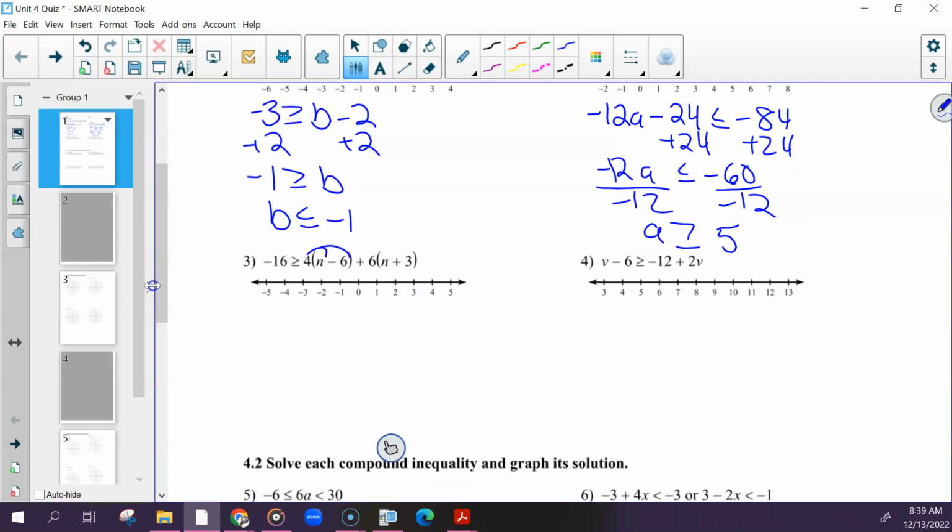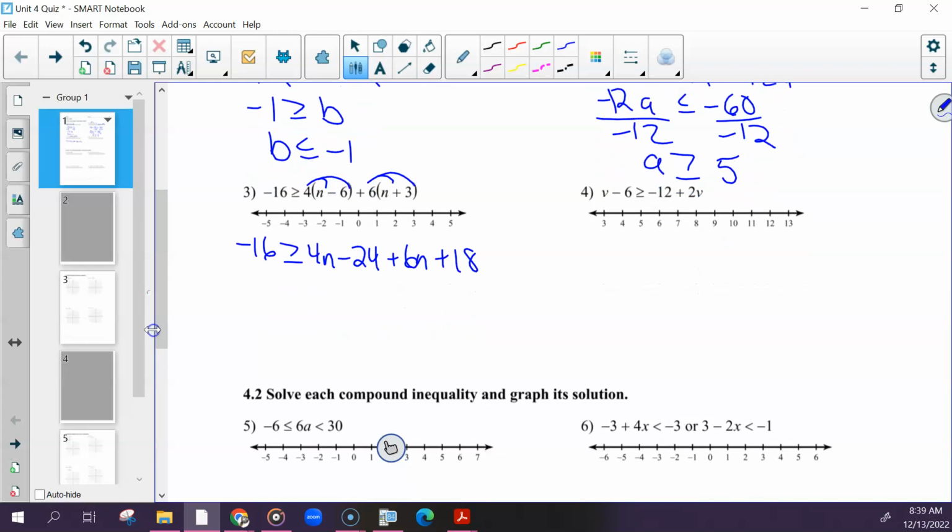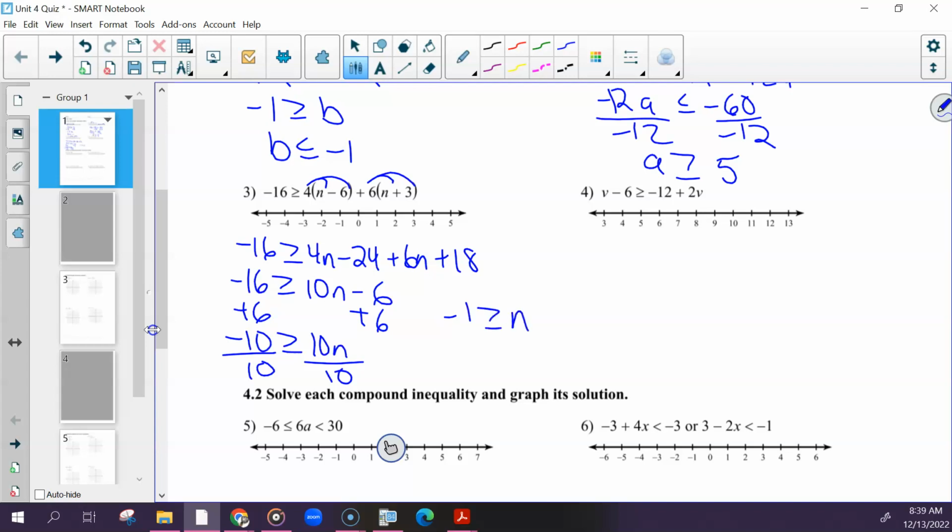Three, you have to distribute twice. So -16 is greater than or equal to 4n minus 24 plus 6n plus 18. Combine your like terms, so do whatever it says on the same side, not opposite. So -16 is greater than or equal to 10n minus 6. Add 6 to both sides. So we get -10 is greater than or equal to 10n. Divide by just 10. Since we didn't divide by a negative, the sign would not change.